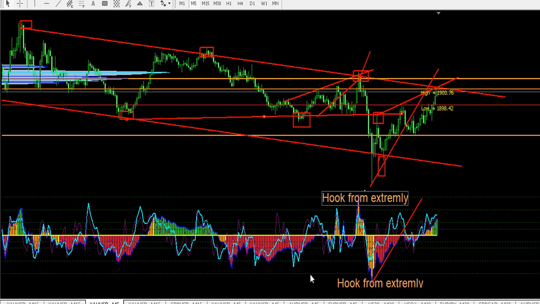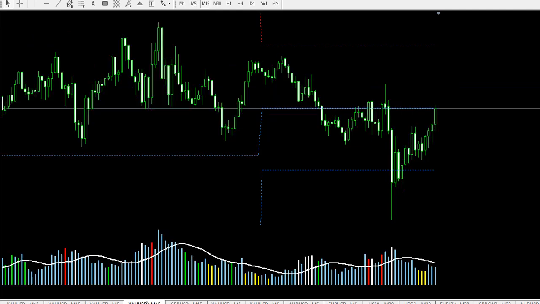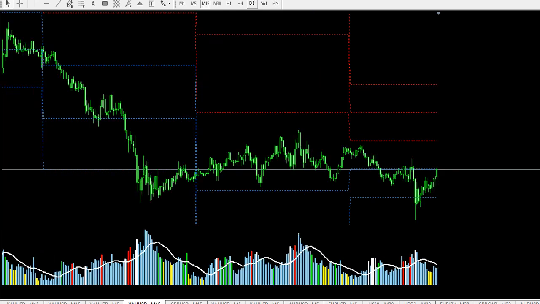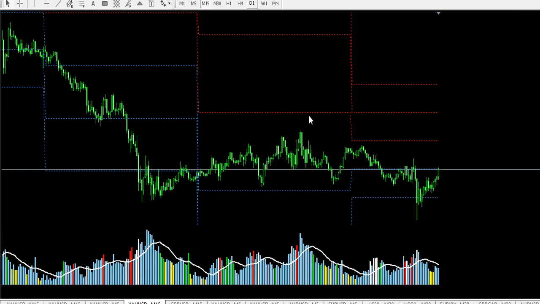So, looking at another indicator. Okay, now we can look at volume, because I also have volume here. Volume resistance, resistance, also resistance, and resistance.